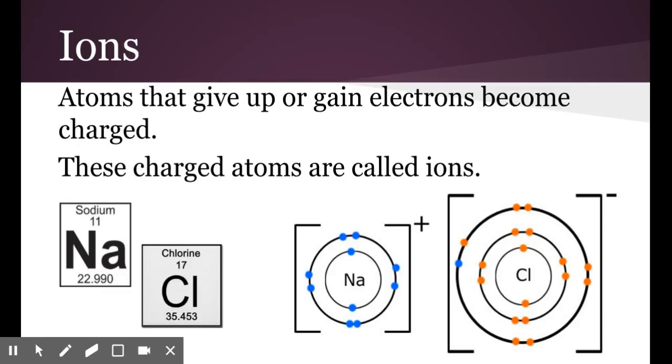So atoms that give up or gain electrons become charged. And we call these charged elements ions. And ions have a very important biological role, and we'll talk about what that is. So ions are hugely important to us.